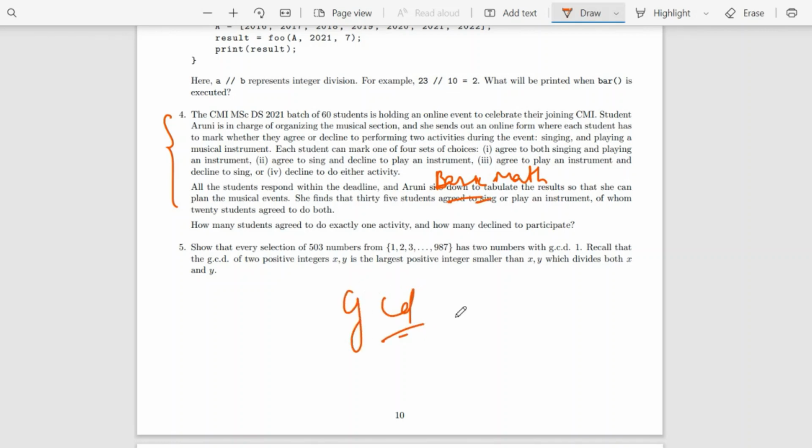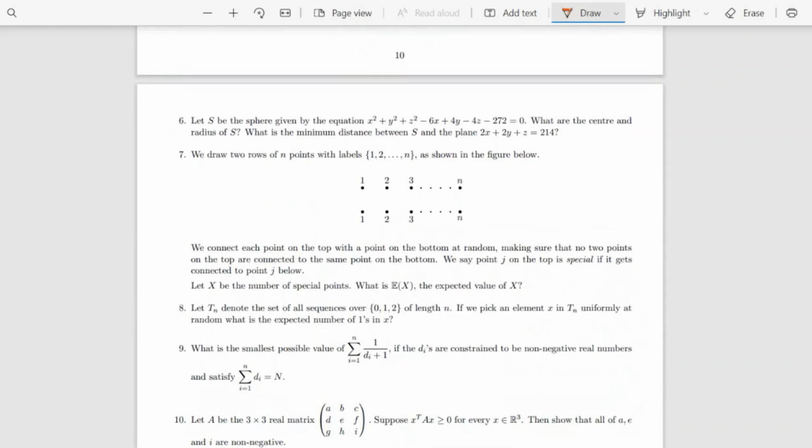So GCD is in the syllabus, and you can expect at least one question from GCD every year. Obviously, this question is from geometry, and how do you guess this? Because it is talking about the sphere and the equation, or the plane, or center and radius. A sphere, any shape being talked about, so it is a question from 3D geometry. These particular questions are talking about expectation of the value of x.